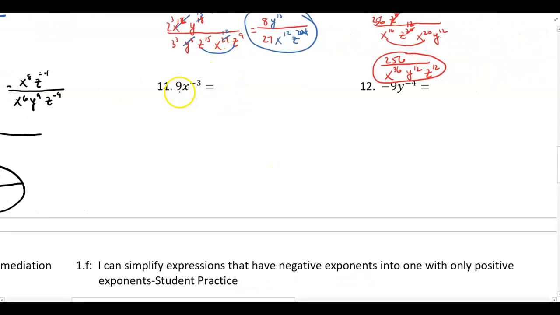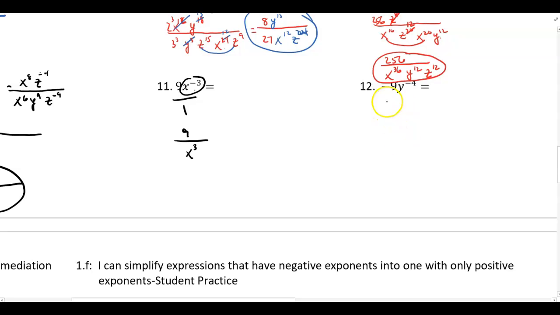Number 11, what you have to understand, 9, x to the negative 3. X is the only thing being raised to that exponent. So if I put that all over 1, that 9 is going to stay in the numerator, but that x to the negative 3 is going to come down to make that exponent positive.